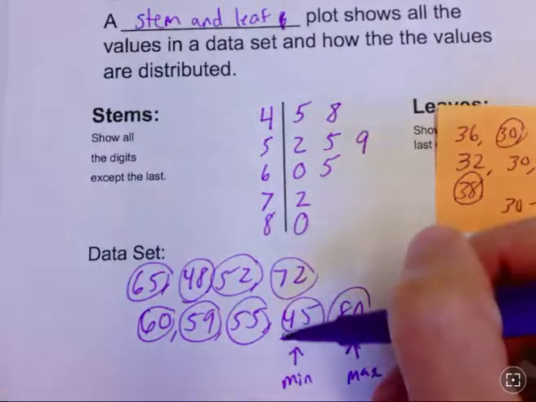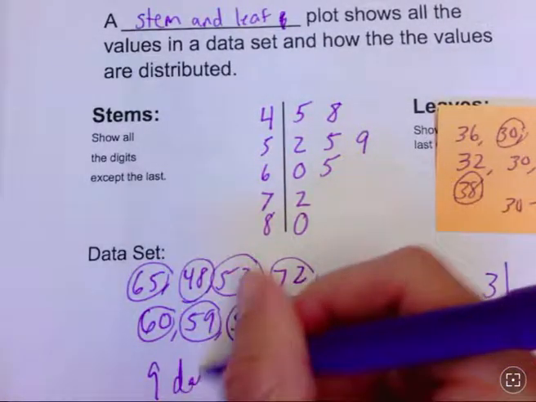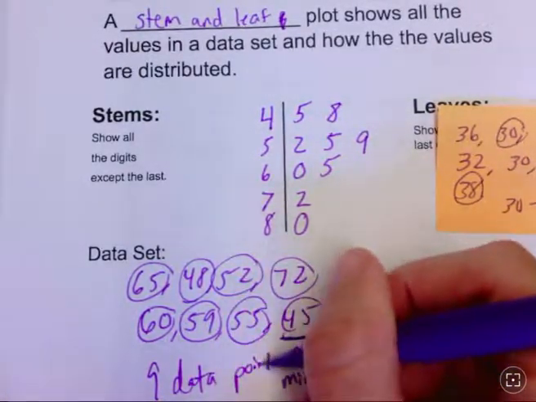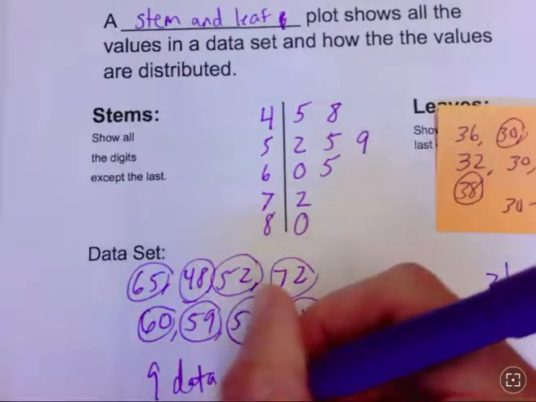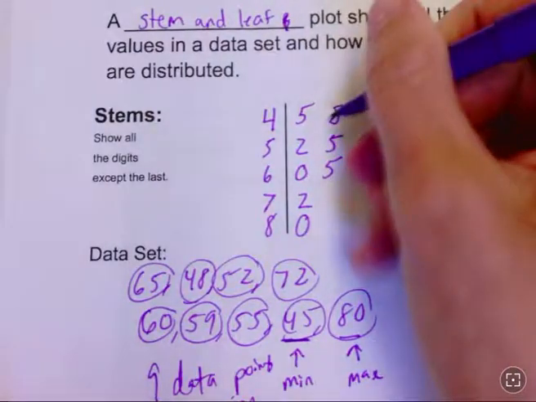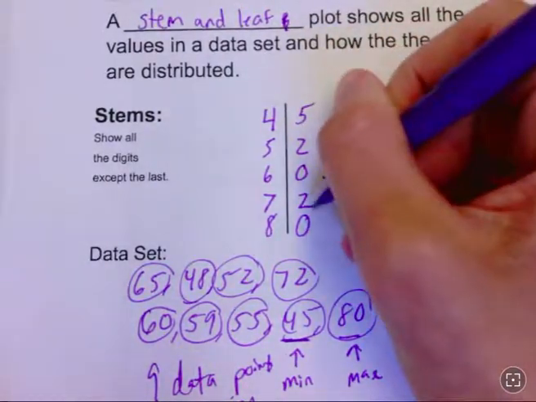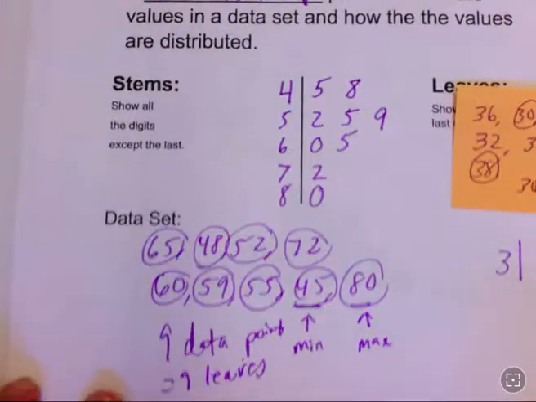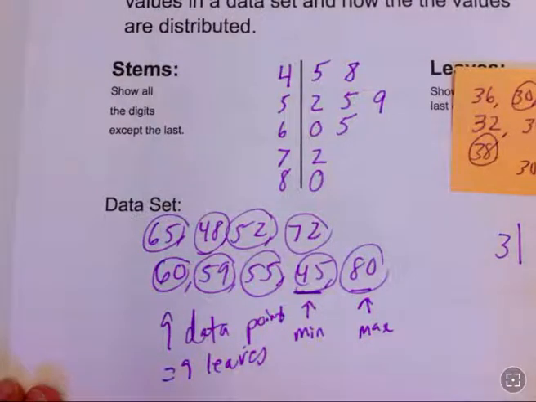So I know I have 9 data points. So I should have 9 leaves. 1, 2, 3, 4, 5, 6, 7, 8, 9. And once I know that those match up, then I am convinced that I've organized all of my data. Hopefully this was helpful.